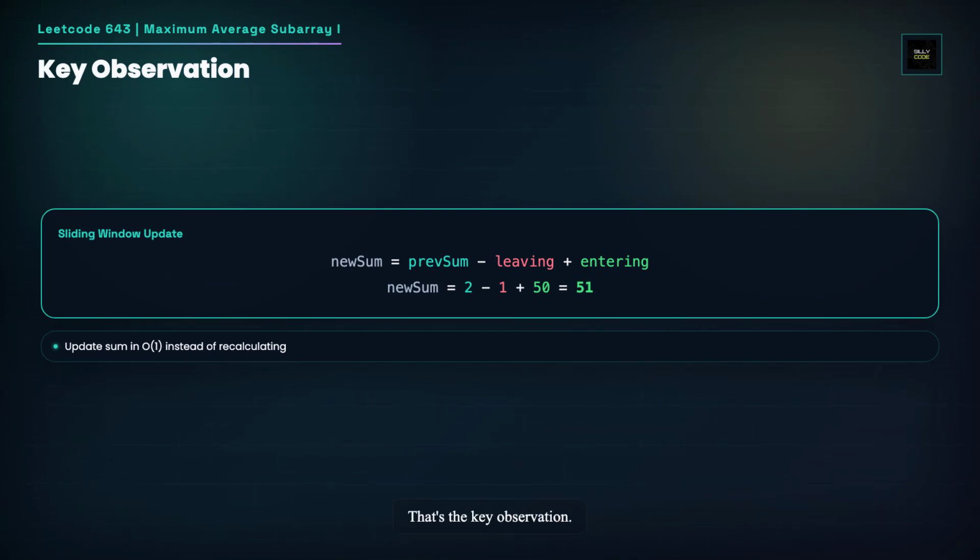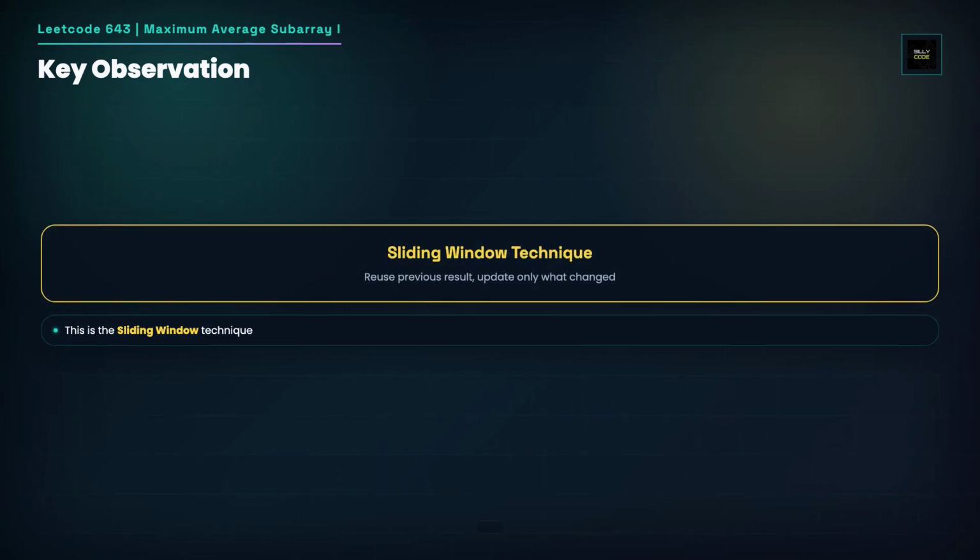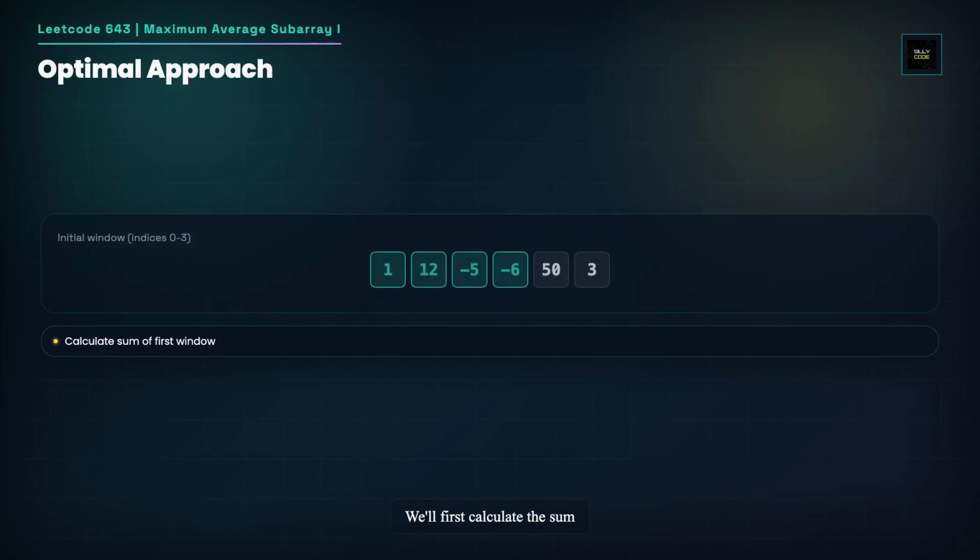That's the key observation. Whenever we're working with consecutive windows of a fixed size, most of the data stays the same. Instead of recomputing everything, we reuse the previous result and update only what changed. This technique is called sliding window. Now let's see how we use this idea in the optimal solution.